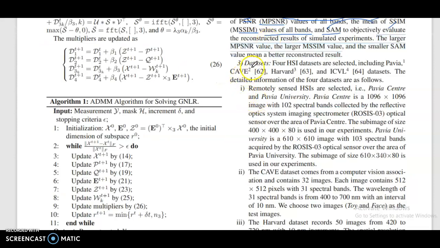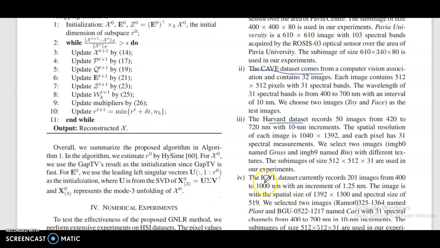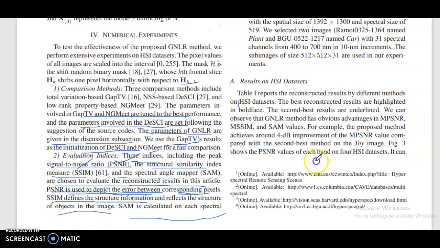Here, datasets of remotely sensed HSI are selected, that is Pavia Center and Pavia University. Second, the CAVE dataset comes from the Computer Vision Laboratory and it contains 32 images. Third, the Harvard dataset records 50 images. Fourth, the ICVL dataset records 201 bands from 400 to 1000 nanometers with an increment of 1.25 nanometers.